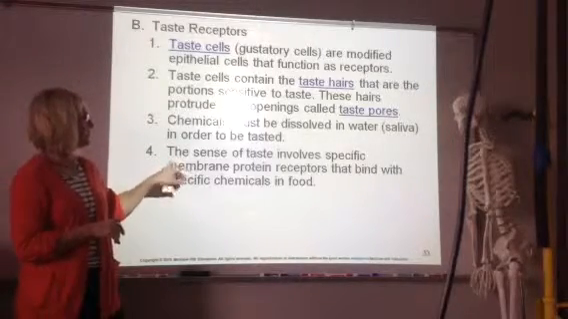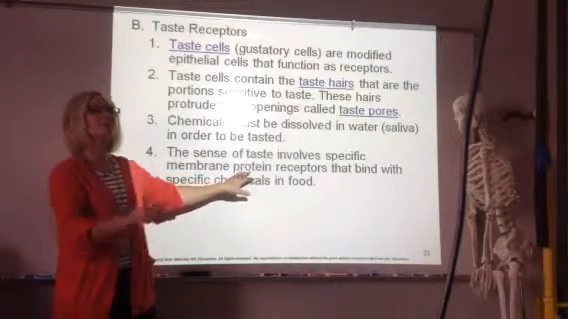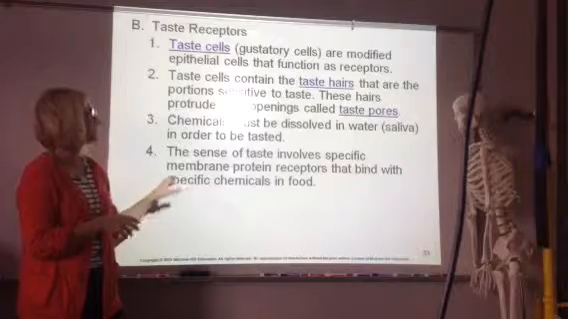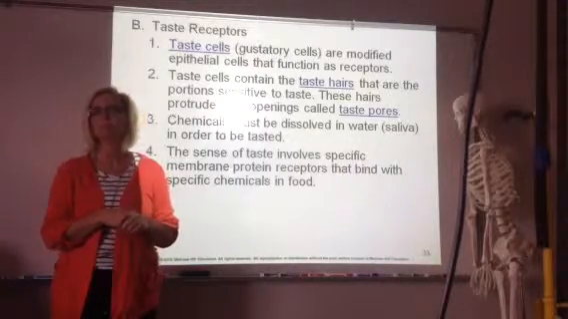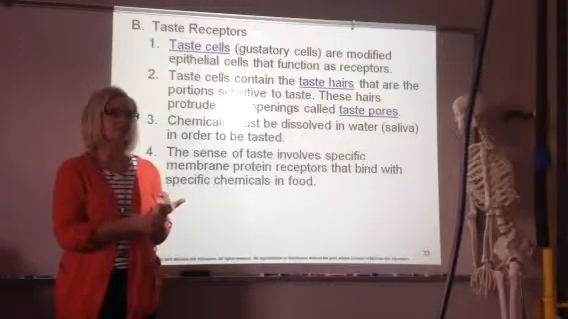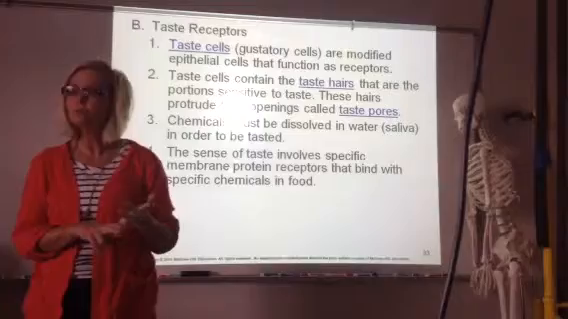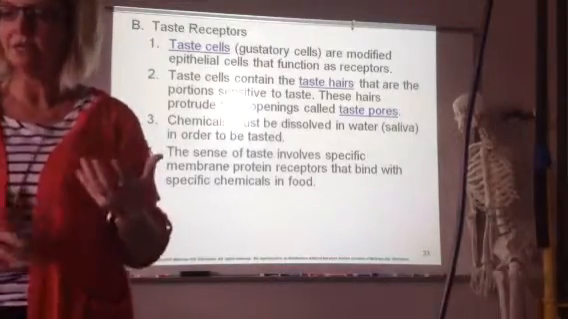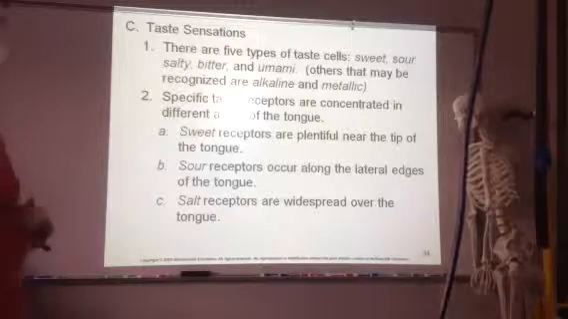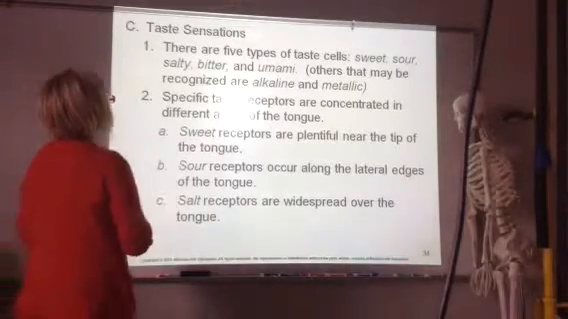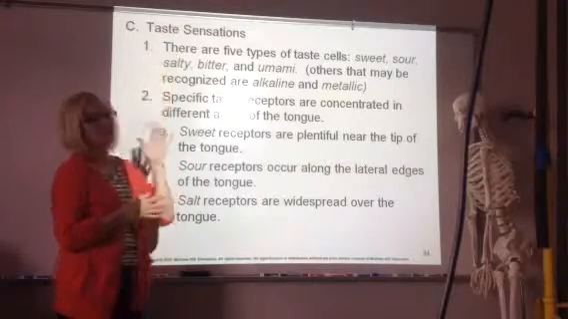Sense of taste involves specific protein receptors that are specific to different tastes, and therefore they bind with the different chemicals that are in the food. If it contains salt, that's a specific chemical. Sugar or glucose is a specific chemical, and you have different areas of your mouth that will actually pick those up. So there are 5 actual types of taste cells.